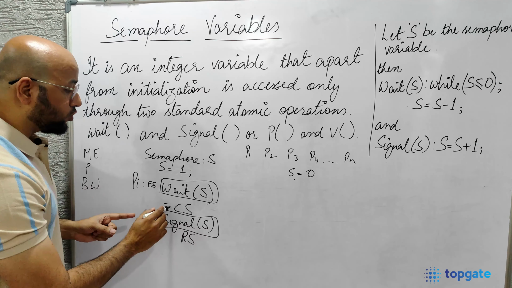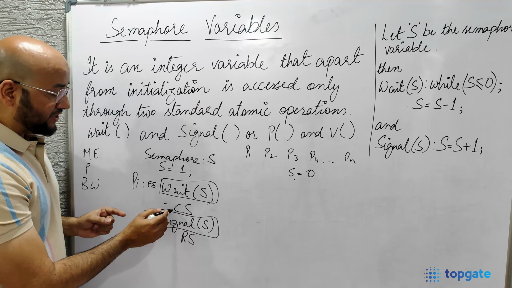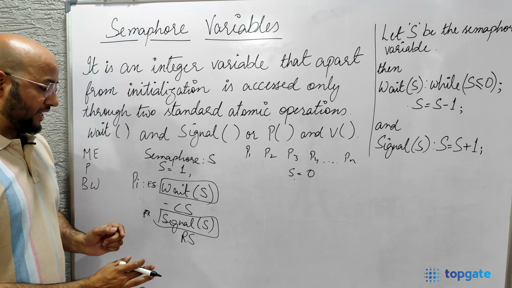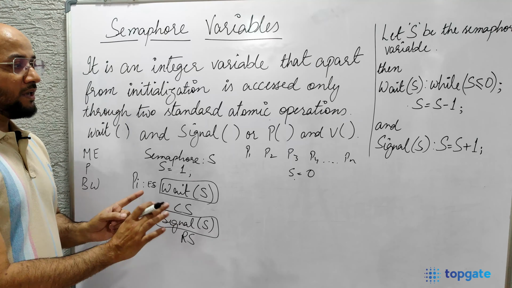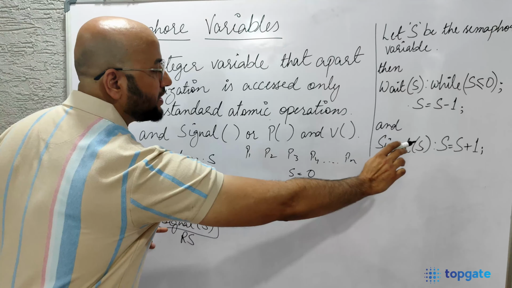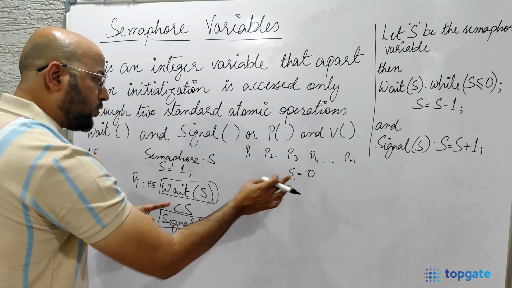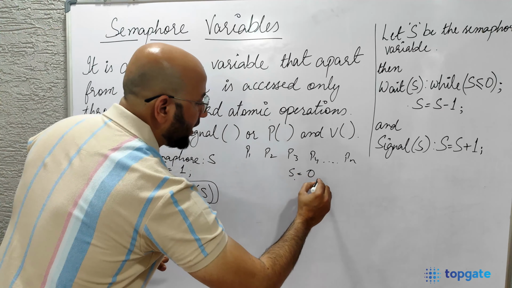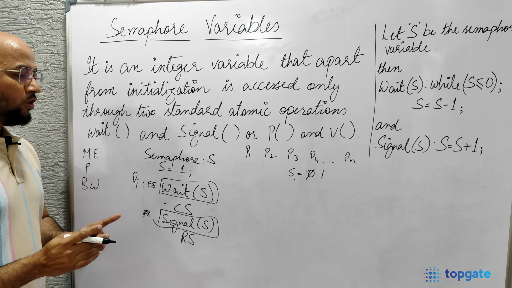It will not be able to go to the critical section till process P1, who was working in the critical section, comes out of it, and in the exit section writes signal s. Signal s means s is equal to s plus 1. That means initially the value was 0, which was set by P1 only. Now it will write the value as 1. So the new value of s is equal to 1.